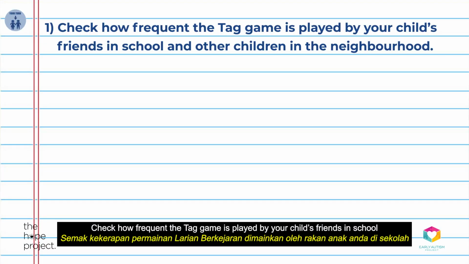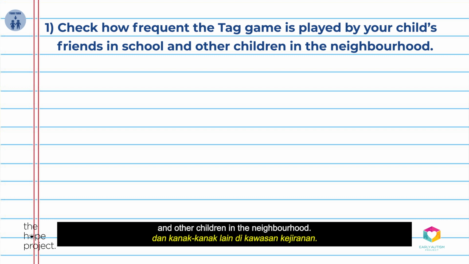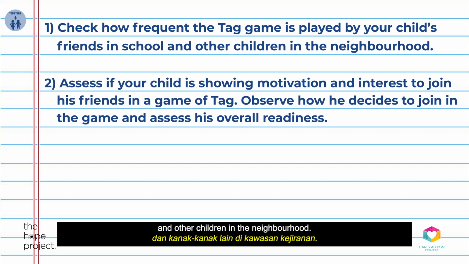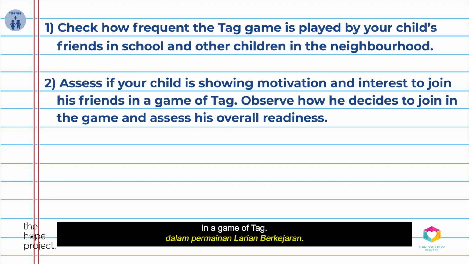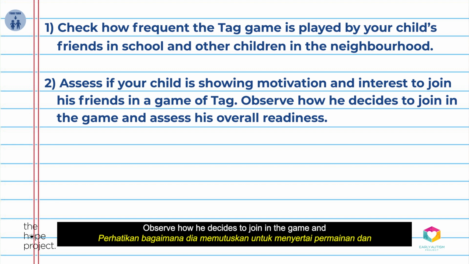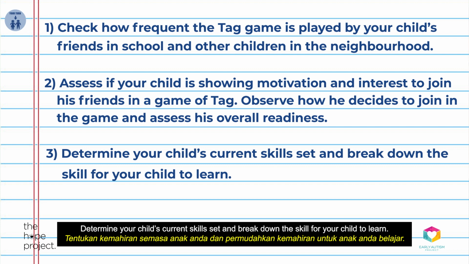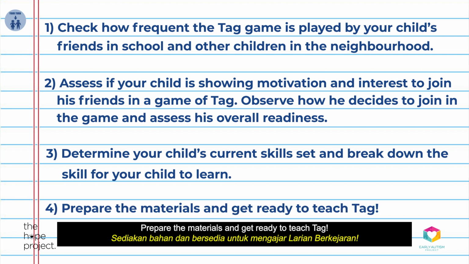Check how frequent the tag game is played by your child's friends in school and other children in the neighborhood. Assess if your child is showing motivation and interest to join his friends in a game of tag. Observe how he decides to join in the game and assess his overall readiness. Determine your child's current skill set and break down the skill for your child to learn. Prepare the teaching materials and get ready to teach tag.